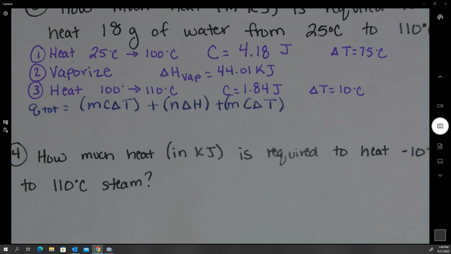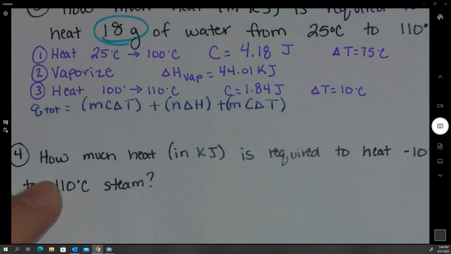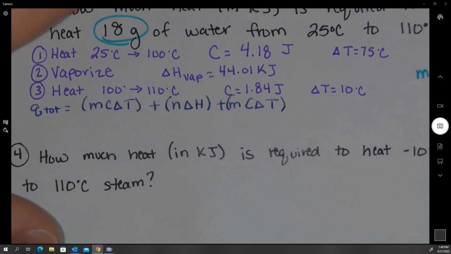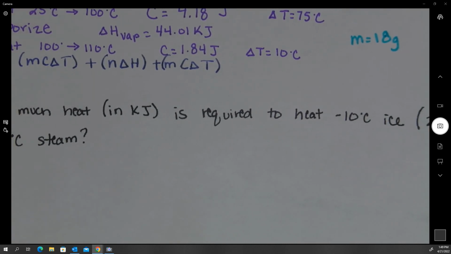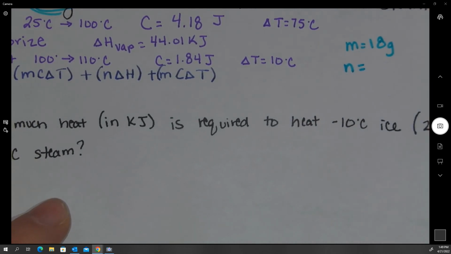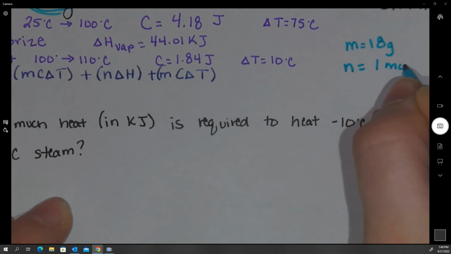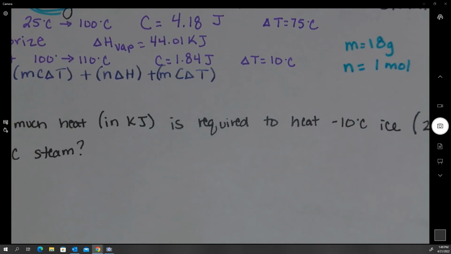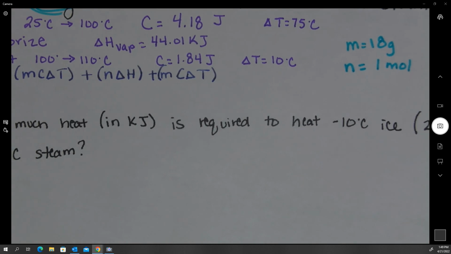At this step, I also like to usually write down my mass and my moles. So my mass in my problem was 18 grams. So M is equal to 18 grams. How do I get moles if I have mass? Divide by molar mass. So the molar mass of water is actually 18. So what is 18 divided by 18? 1. So we've got 1 mole and 18 grams.